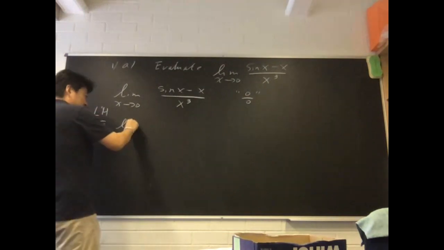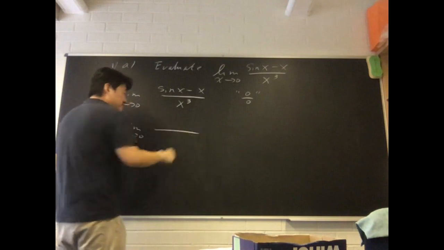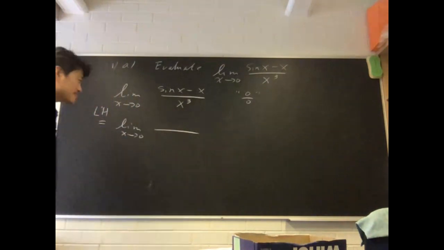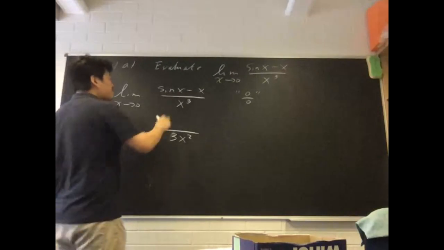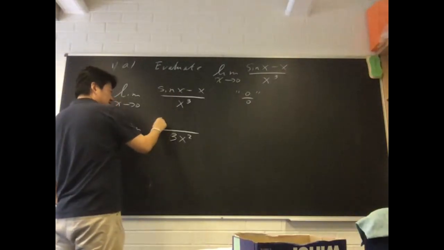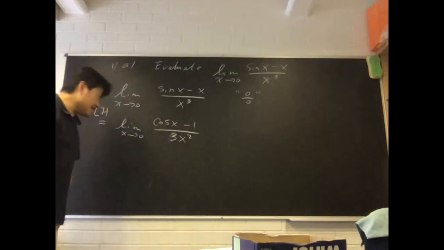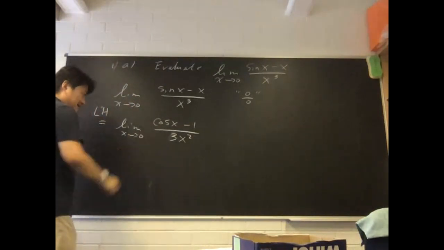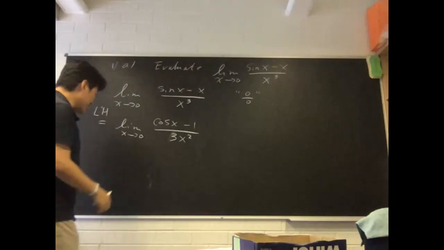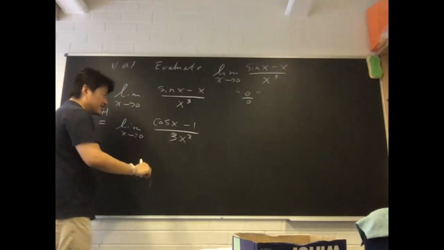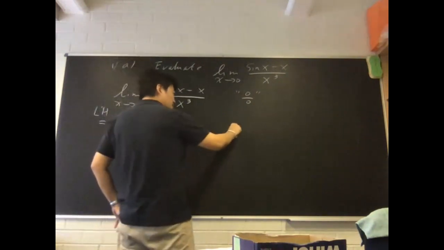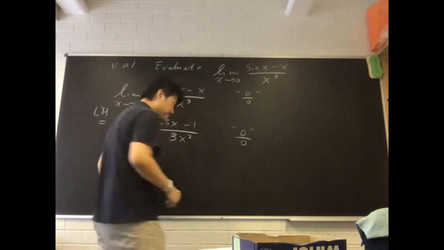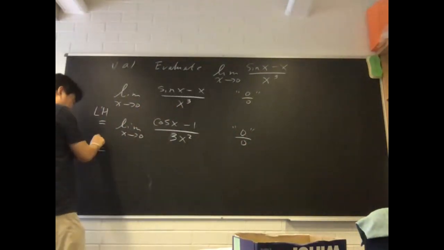So what that is, I differentiate both the numerator and the denominator. And so if I differentiate the denominator, that's 3x squared. Upstairs, I get cosine x minus 1. All right, so let's take a look at that. That's a new fraction now. So as I take x to 0, downstairs I still get 0. Upstairs I get cosine of 0, which is 1. 1 minus 1 is once again 0. So in quotes, I still have 0 over 0. So I apply L'Hopital's rule one more time.